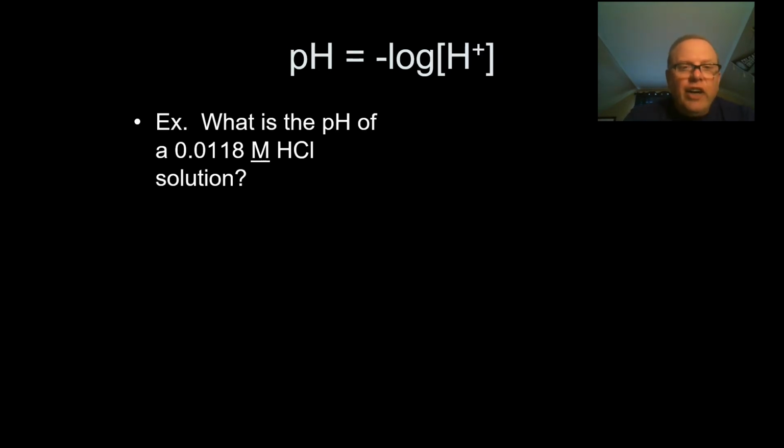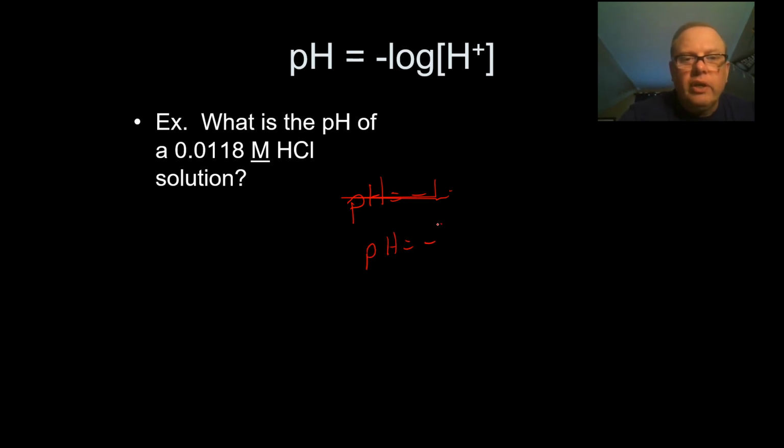Okay. How do you calculate pH? pH is the negative log of the hydrogen ion concentration. So if you know the hydrogen ion concentration, you know the pH. So what is the pH of a 0.0118 molarity HCl solution? So pH here, and this will be our equation, is equal to the negative log.